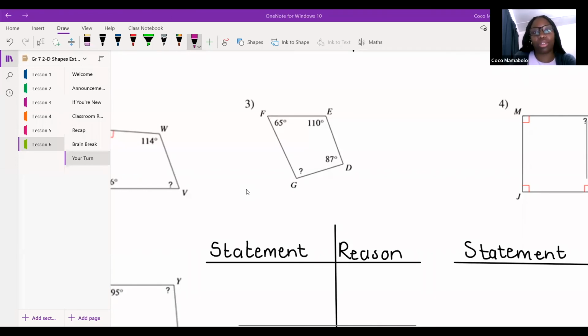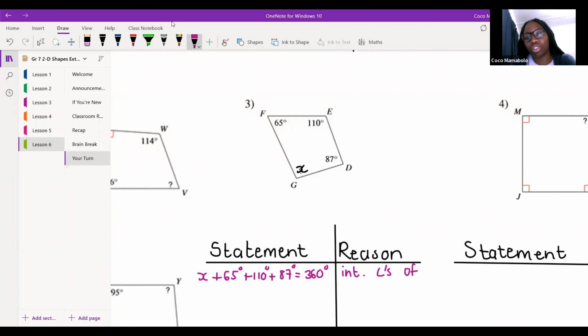Give me a statement and a reason, please, my sweetie. x plus 65 degrees plus 110 degrees plus 87 degrees equals 360 degrees. Excellent, 360 degrees. My reason? Interior angles of a quadrilateral. Good. Interior angles of a quadrilateral. Well done. That wasn't very difficult.